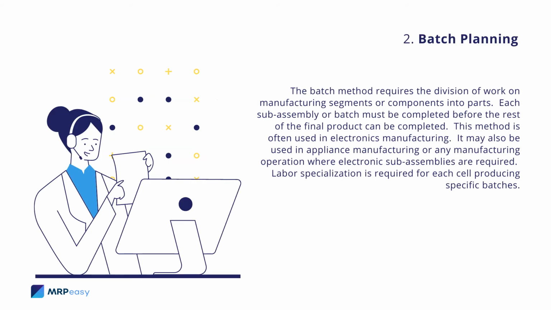2. Batch planning. The batch method requires the division of work on manufacturing segments or components into parts. Each subassembly or batch must be completed before the rest of the final product can be completed. This method is often used in electronics manufacturing. It may also be used in appliance manufacturing or any manufacturing operation where electronic subassemblies are required. Labor specialization is required for each cell producing specific batches.